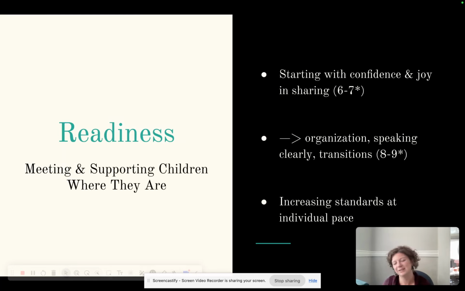If they're scared, if they're nervous, if they're not really sure about what they're saying, that's going to be an unpleasant experience, and it would be for anyone. So as they get a little bit older, or just even some 6 and 7-year-olds who are feeling confident and joyful and they love sharing, you can start to push them in little ways.